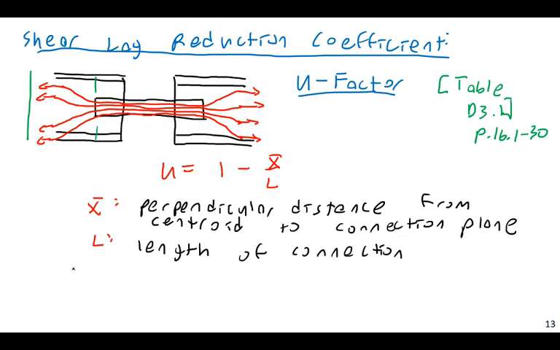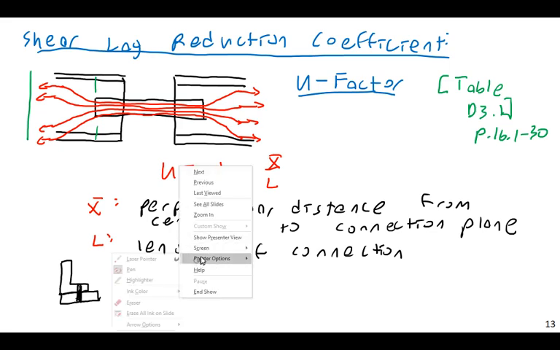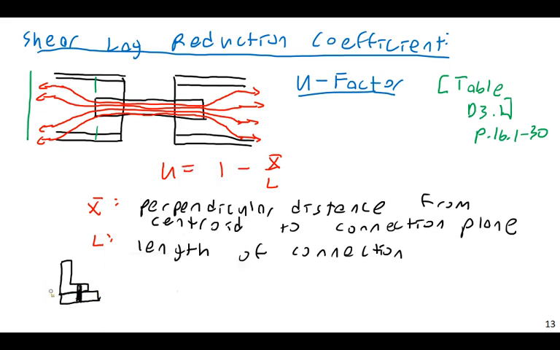So let me illustrate X bar first. Imagine I'm checking for fracture an angle iron up against another plate, another element here. I'm looking at this through the cross section. Maybe there's a bolt hole here. Our connection plane is right at the surface where the two elements meet. So the connection plane is here. This is the connection plane.